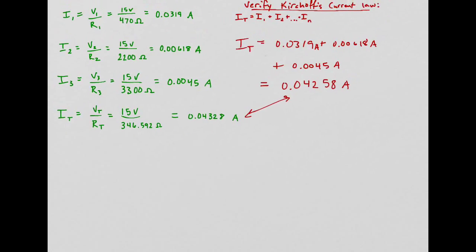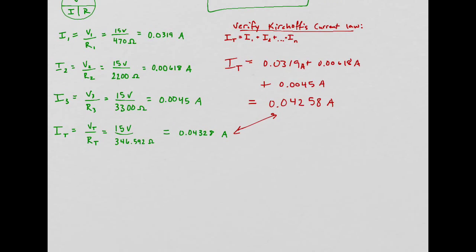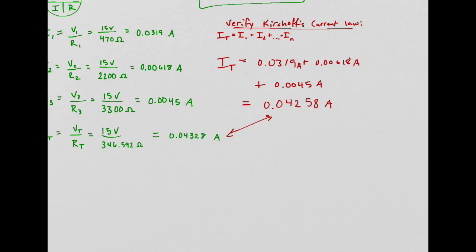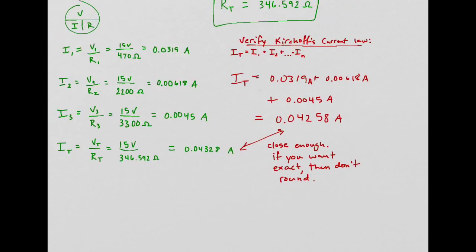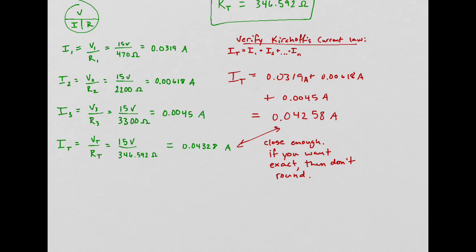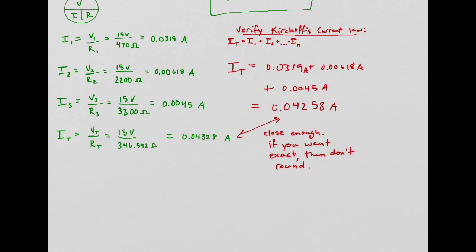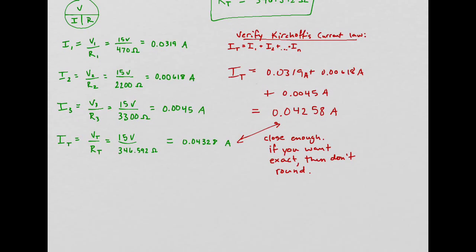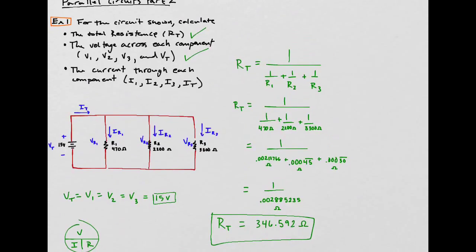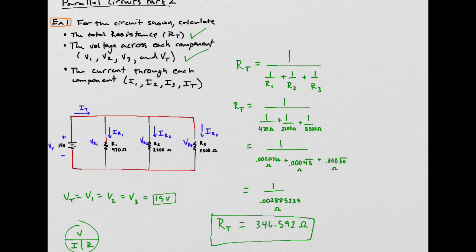The only reason that it's not exact is because I rounded these. Usually, if I'm doing my own calculations, I won't round. That way I get the exact amount. So there we go. That's the example for calculating the components for a circuit in parallel.